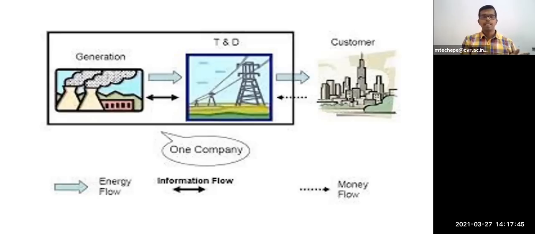So the generation company simply generates and gives to the transmission company for transmitting, and the distribution company distributes the power to the consumers. So this is what happens in the vertically integrated market. And if you see all the systems, that is generation, transmission and distribution, combined together, it is a single entity, that is one company.